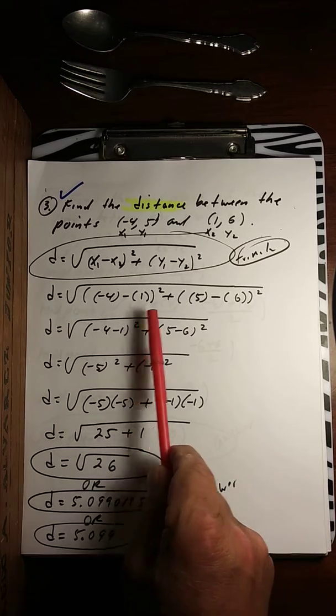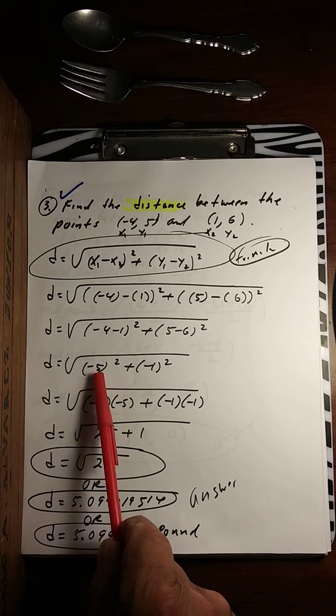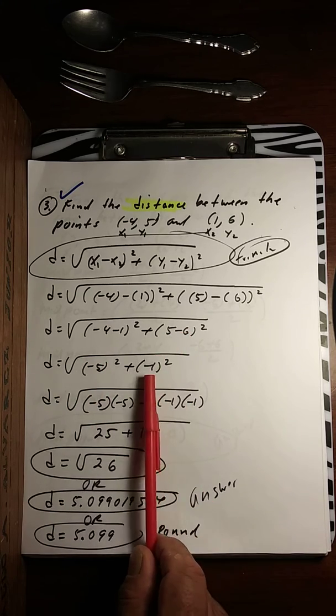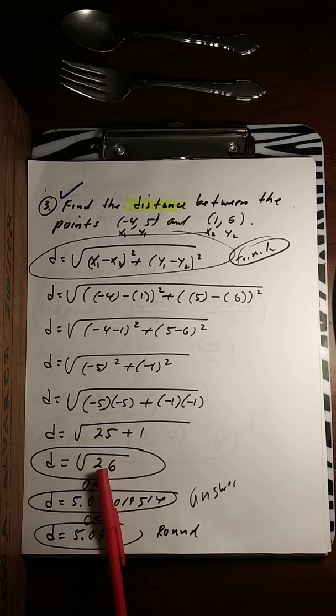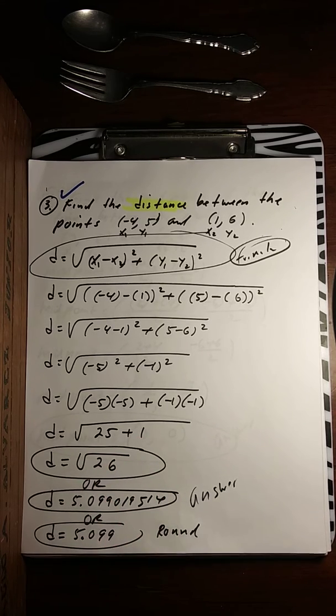negative 4 minus 1, 5 minus 6 from these right here. Negative 4 minus 1 is negative 5. Negative 5 squared is 25. That's going to be negative 1. Negative 1 squared is 1. That's square root of 26, or use a calculator, or round it.